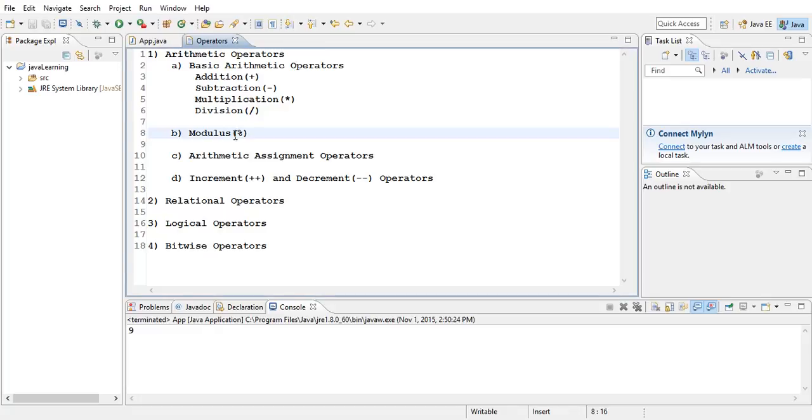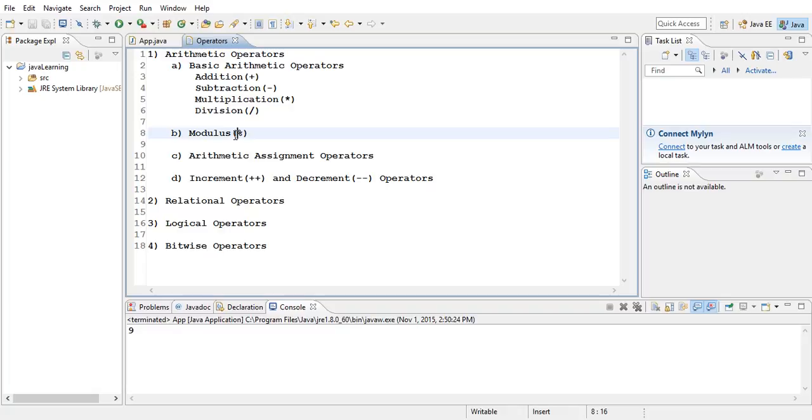Operators in Java can be divided into four groups: arithmetic, relational, logical, and bitwise. Bitwise operators deal with the binary digits and are out of our concern, so we won't be discussing them. So first of all, let's talk about arithmetic operators.